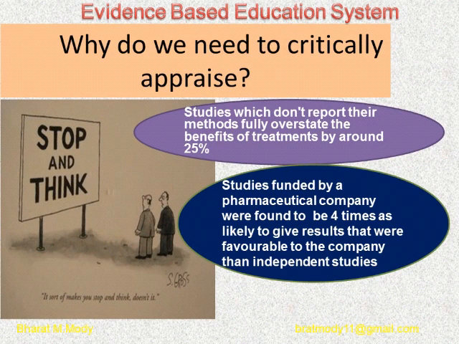So how do you start critical appraisal? Studies which don't report their methods fully overstate the benefits of treatment by around 25%. This has been the finding. And when funding is done by pharmaceutical companies, it is 4 times more likely that the results may be skewed towards the pharma. So you have to stop and think and find out what exactly the research is telling us. The effect of these things about funding and so on has to be negated before you start utilizing the critical appraisal.